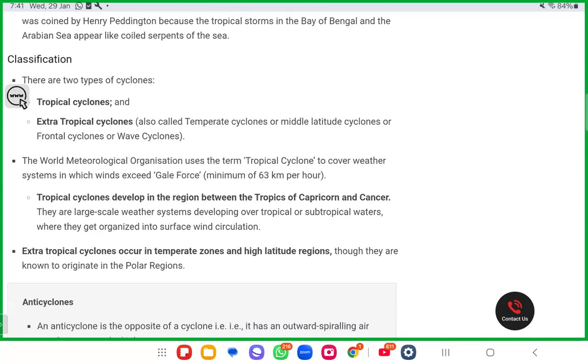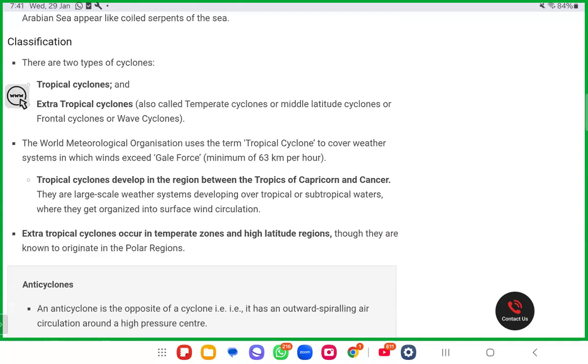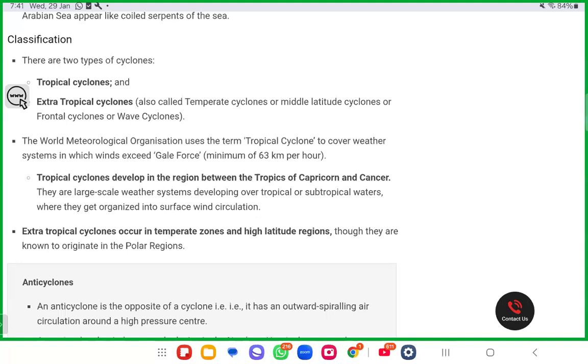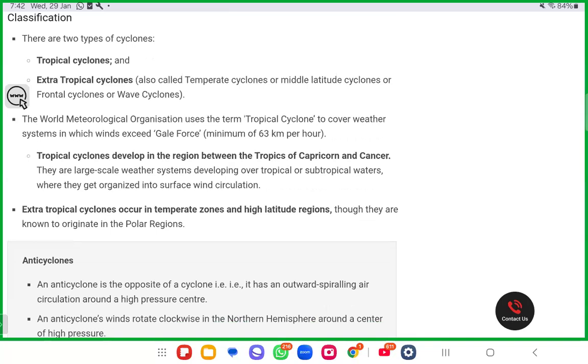The World Meteorological Organization uses the term tropical cyclones to cover weather systems in which winds exceed gale force, a minimum of 63 kilometers per hour. You might want to remember the word gale force. They may also ask which of the following is true with regard to gale force. We may think it's physics, but it's a geographical term. The gale force is also a new term to me. I might have studied it before, but I forgot. So it may be important for GS paper 2 marks or prelims questions. You might want to remember this one.